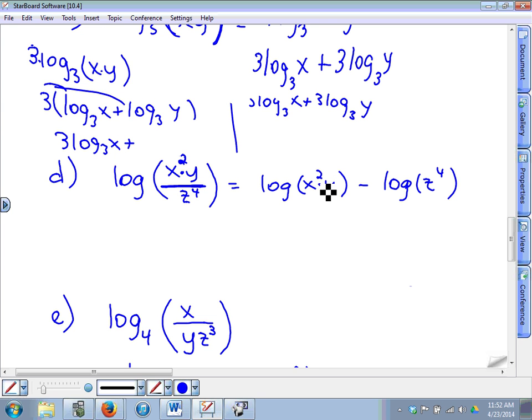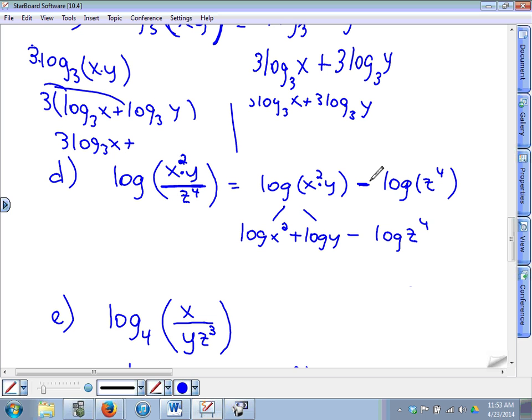But now notice what we have here. This has to be expanded. This is a product of x squared times y. What expands a product? Addition. So this one logarithm has to split off into two logarithms. This is going to be the log of x squared plus the log of y, and then we minus the log of z to the fourth. The connection you need to make is multiplication is expanded with addition. Fractions are expanded with subtraction.